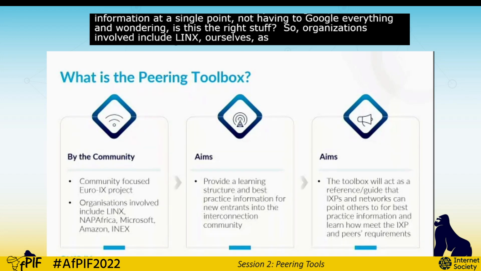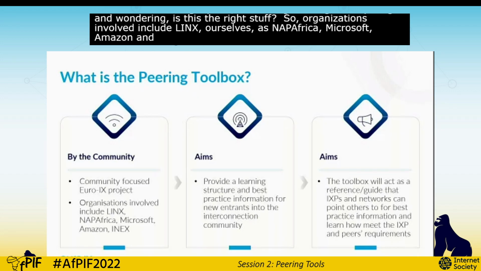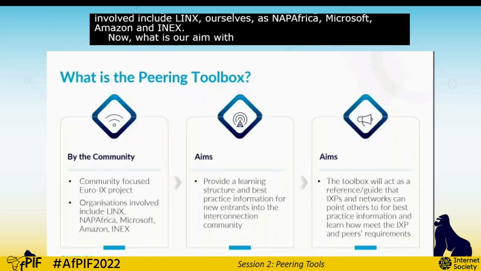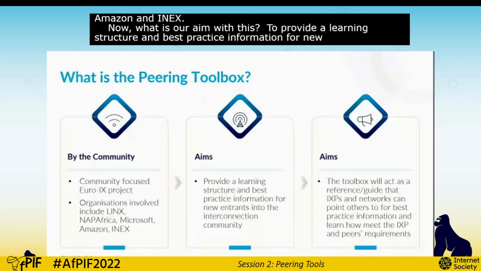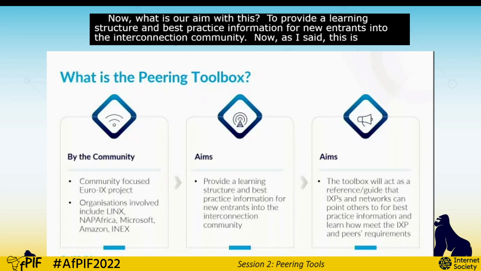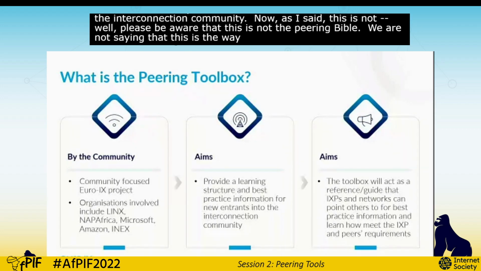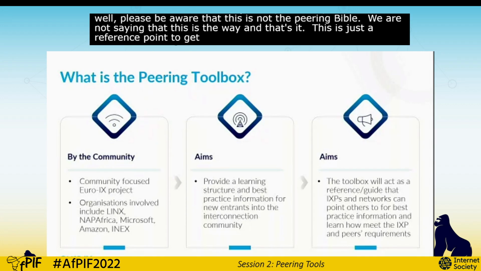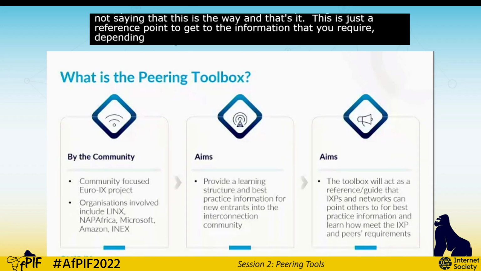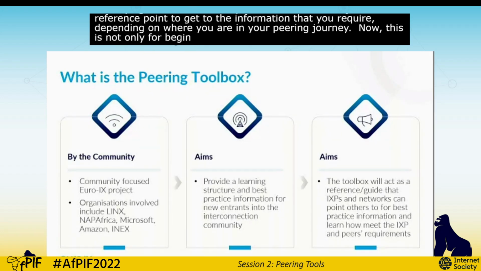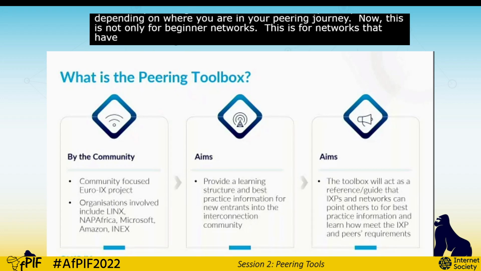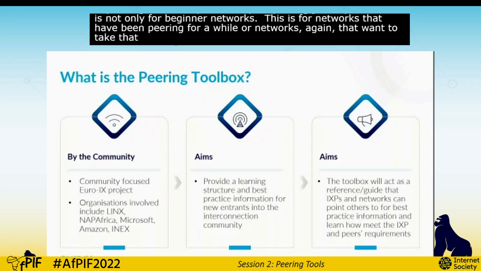Now, what is our aim with this? To provide a learning structure and best practice information for new entrants into the interconnection community. Now, as I said, please be aware that this is not the Peering Bible. We are not saying that this is the way and that's it. This is just a reference point to get to the information that you require, depending on where you are in your peering journey. Now, this is not only for beginner networks. This is for networks that have been peering for a while, or networks, again, that want to take that next step in their peering journey.